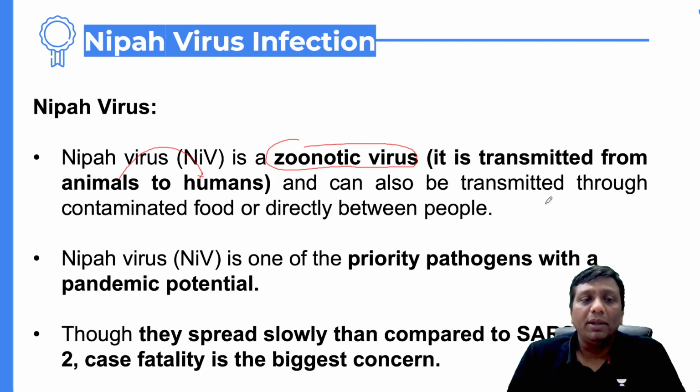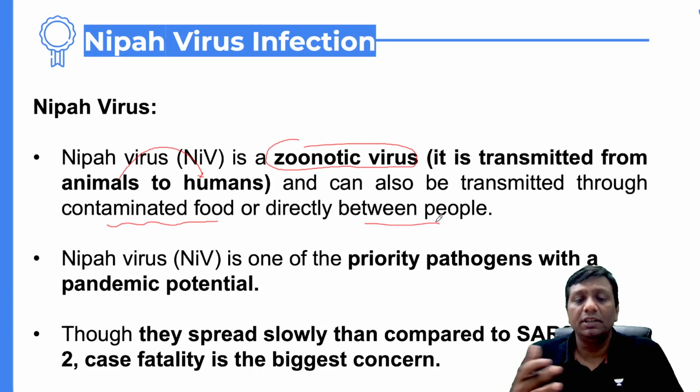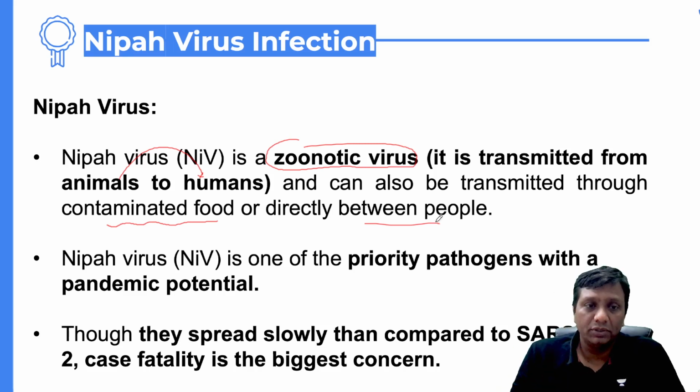How does it enter human beings? Through the help of contaminated food. Yeah, and if a person is contaminated, then directly from person to person through sneezing and coughing, that will transfer. It's like how COVID is transferred.